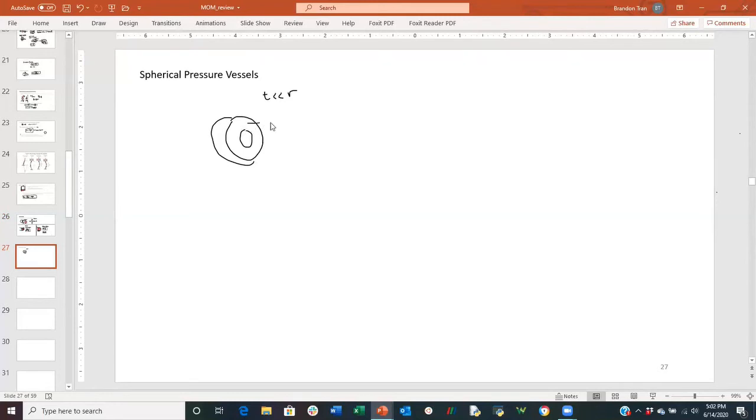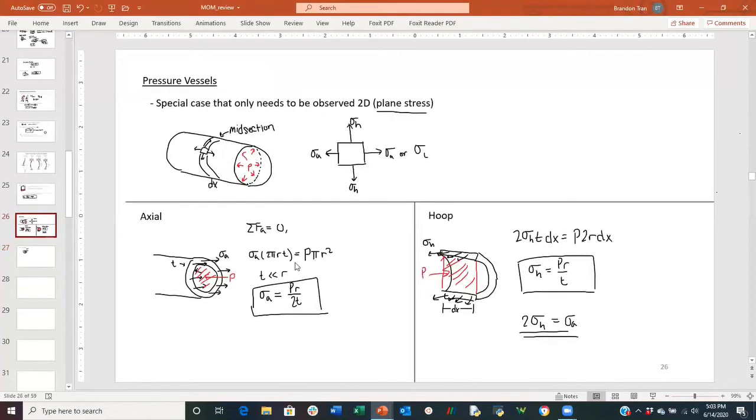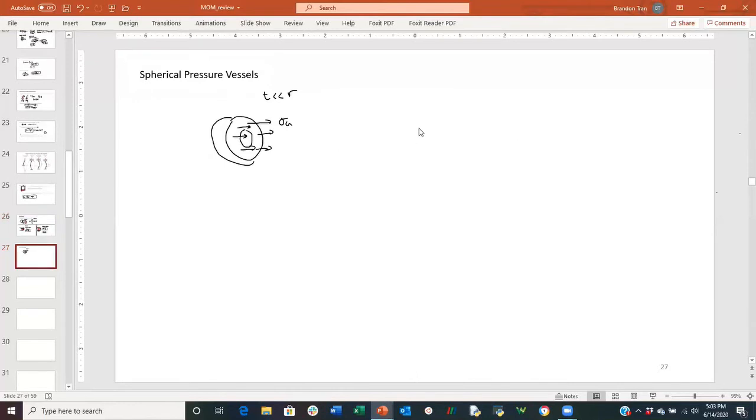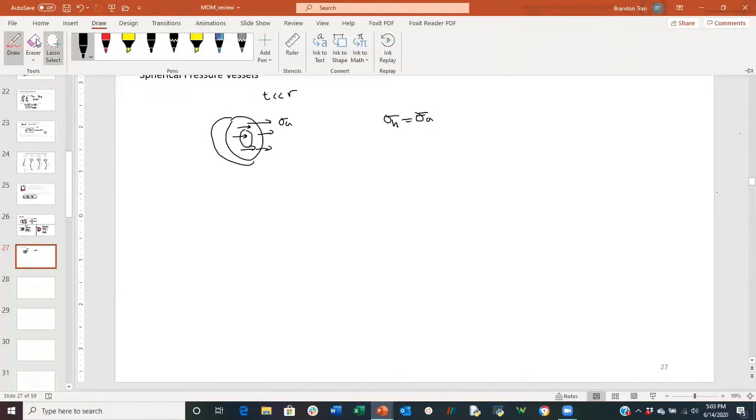We have a reaction axial stress here. The derivation is the same as for the axial stress derivation before. It would yield the same equation. Now if you split it perpendicular to this plane, you would get the same exact model. So in this case, the hoop stress is equal to the axial stress. Let me draw that better.